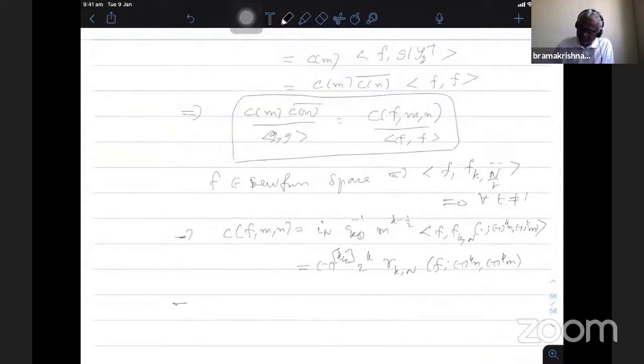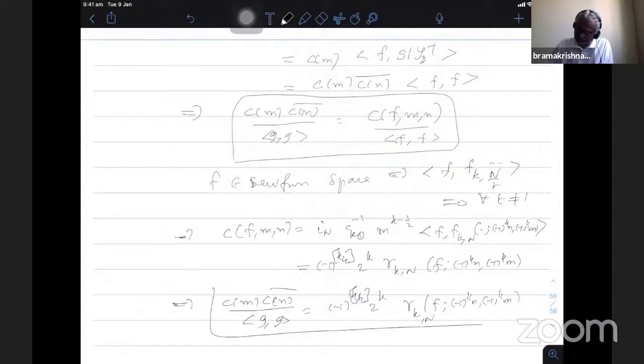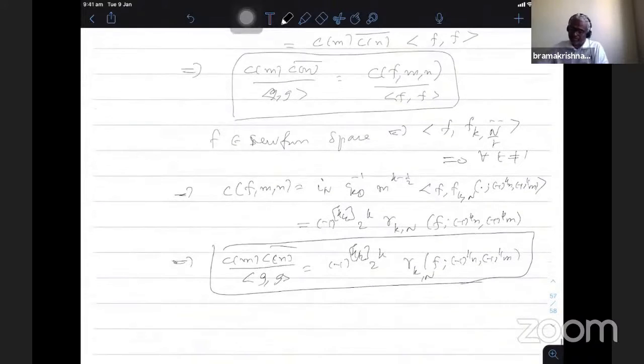This implies Cn bar by the product of G G is minus 1 power k by 2 power k r k n of f minus 1 4 k n minus 1 4 k n. Okay. So this is true for any new form in the half integral weight case, and the corresponding function f is the integral weight new form under the Shimura map. So then we have the relation of this Cm into Cn bar is given by this one.